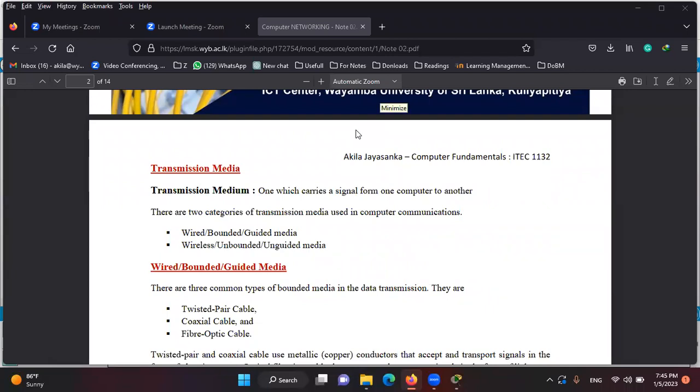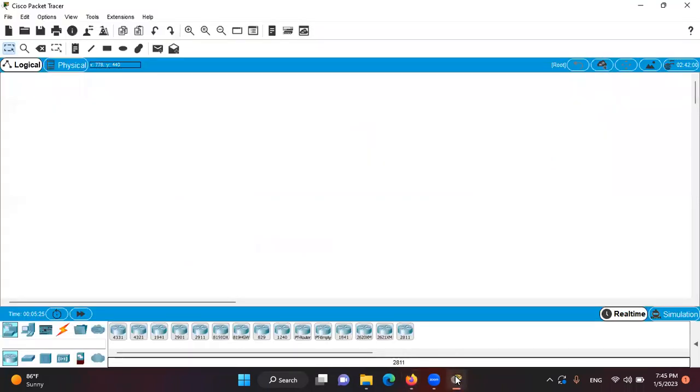So we can do some practicals with that. Right, everyone. First of all, let's get familiar with the interface, right? So here in the left bottom corner, you can see the devices are listed here. So these are networking devices, end devices, right? And again, cables, some other components.